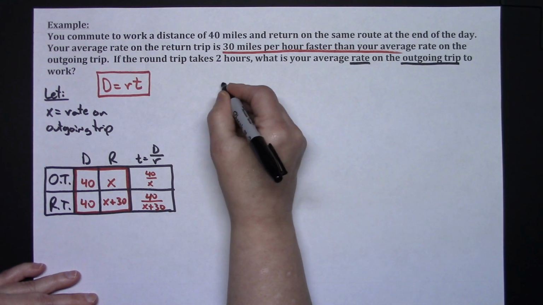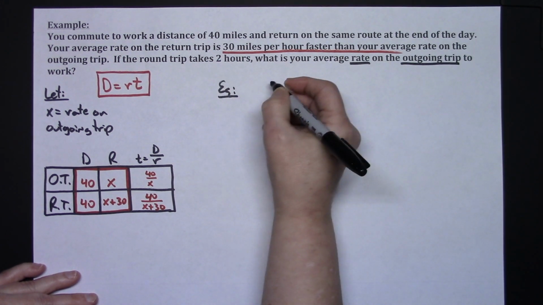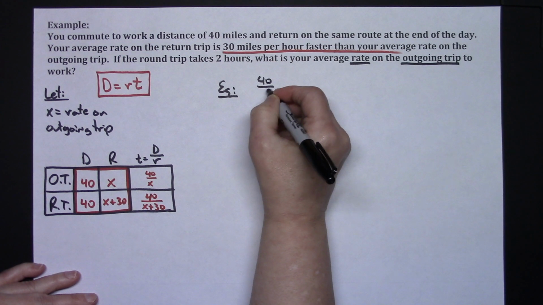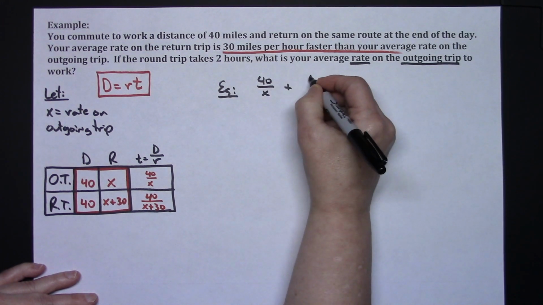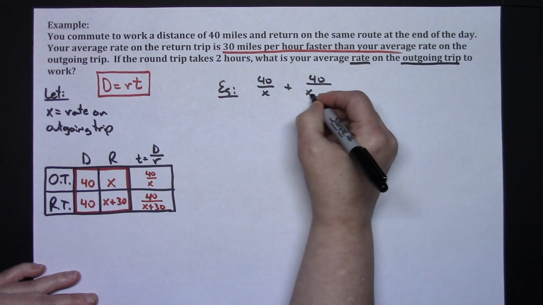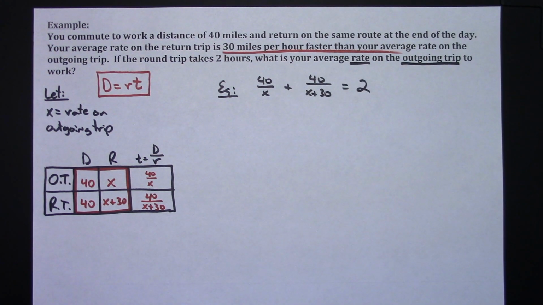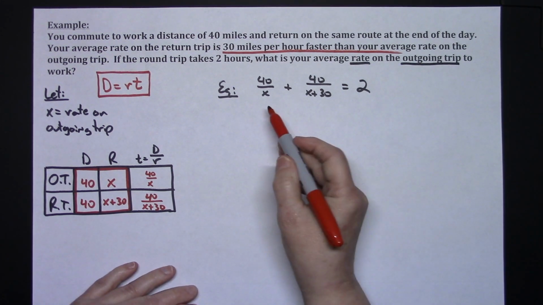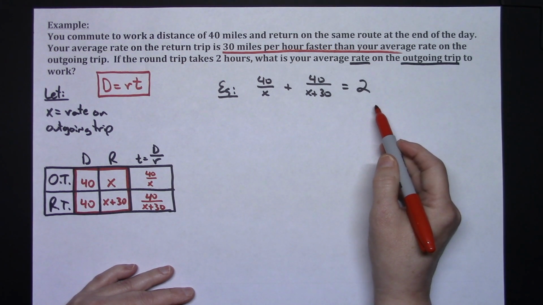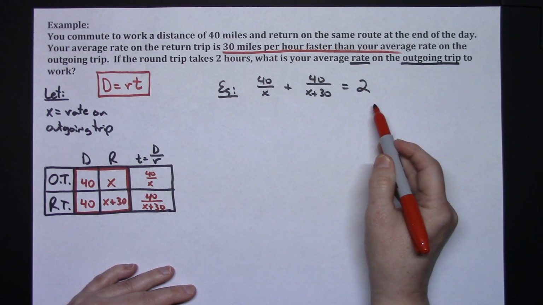So my equation is going to be 40 over x plus 40 over x plus 30 is equal to the 2 hours for the entire trip. So there's my equation that's going to allow me to solve this problem. Alright, now it is a rational equation right here. We don't want to deal with those fractions.